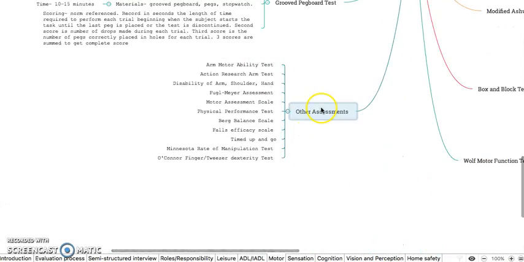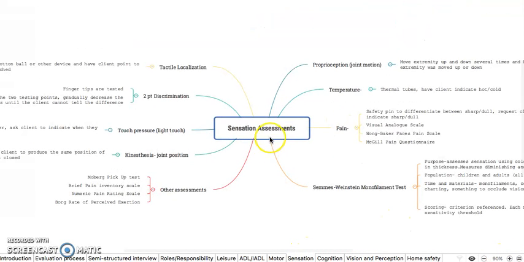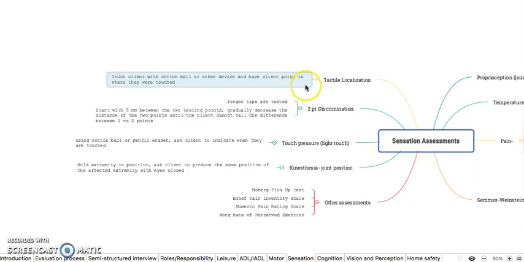Some other assessments listed were the Fugl-Meyer, Falls Efficacy Scale, Timed Up and Go, Minnesota Rate of Manipulation Test. For sensation assessments, we have tactile localization, which is just asking the client to point to where they were touched. 2-point discrimination, which is tested with the fingertips, and you start with 5 between the 2 testing points. Touch pressure, which is light touch, and just asking the client if they were touched.